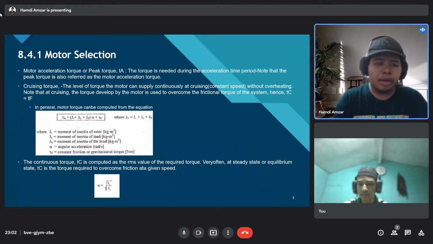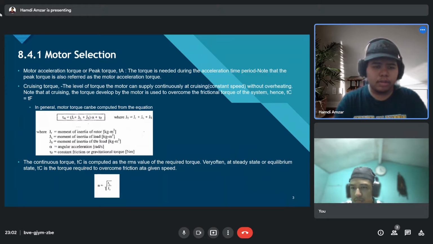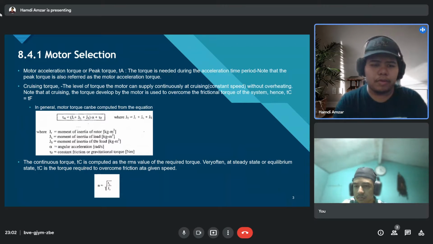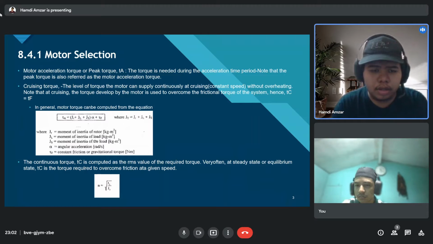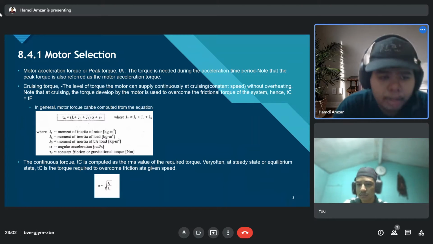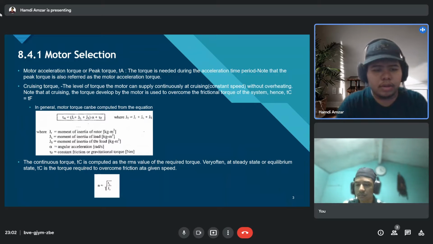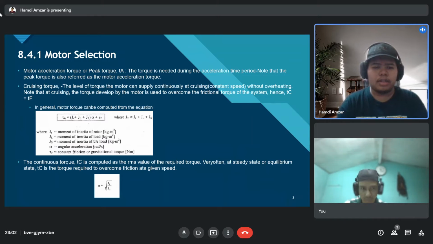In general, motor torque can be computed from the equation Ta equals (Jm plus Jr plus Jl plus Js) multiplied by A, plus Tf, where Jr is the moment of inertia of the rotor, Jl is the moment of inertia of the load, Js is the moment of inertia of the shaft, A equals angular acceleration, and Tf is constant friction or gravitational torque.